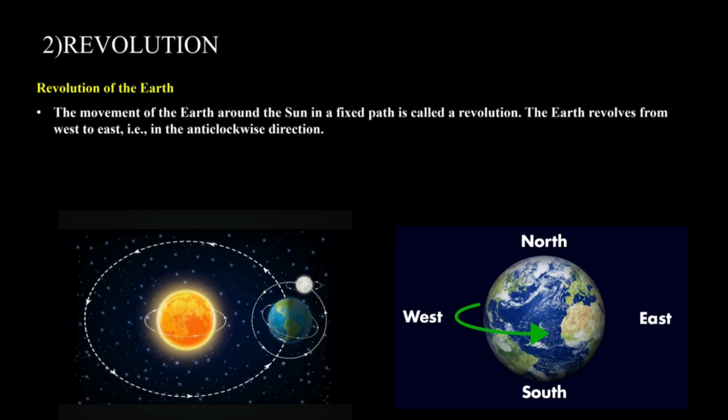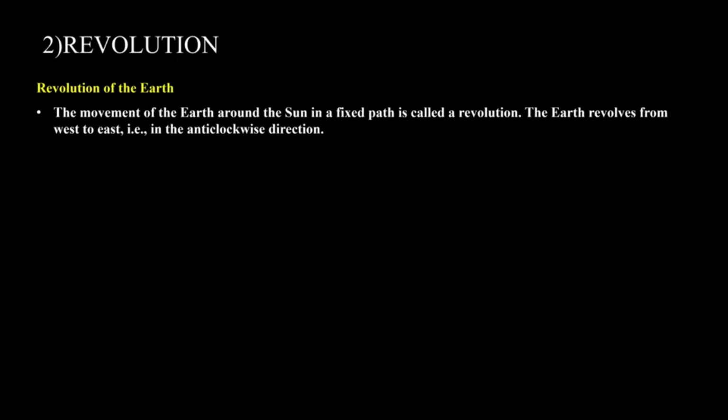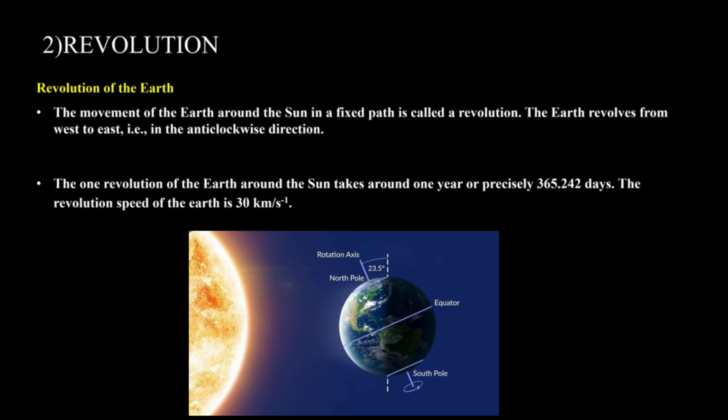The movement of the earth around the sun in a fixed path is called a revolution. The earth revolves from west to east, that is in the anti-clockwise direction. One revolution of the earth around the sun takes around 1 year or precisely 365.242 days. The revolution speed of the earth is 30 km per second.